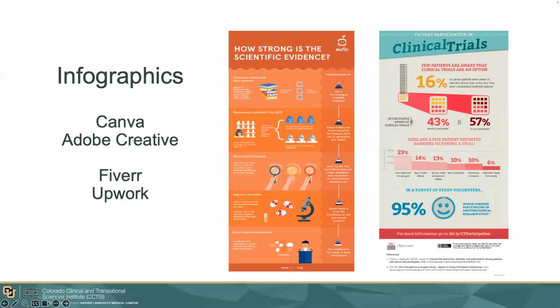There are software programs such as Canva or Adobe Creative Cloud you can use to create these, or you can work with graphic designers locally or online. I've contracted with designers on 2 different platforms. One is called Fiverr, and the other one is Upwork. If you have an idea and your messaging outlined, they will create incredible things for you at a pretty low cost.